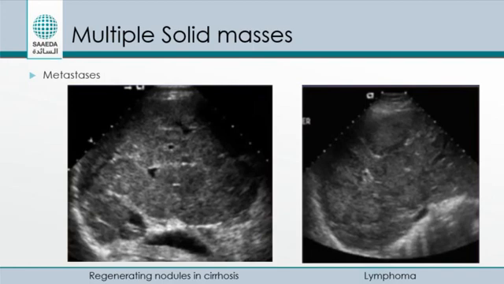It's metastasis, metastasis, metastasis. You can see here, in this case of cirrhotic liver, you can see the nodular pattern. There are multiple lesions. They are just regenerating nodules here. Okay? Here, it's a lymphoma. Multiple masses here and there. They are isoechoic. They are not metastasis, it's just a lymphoma. Okay?